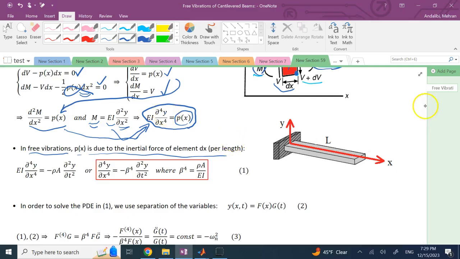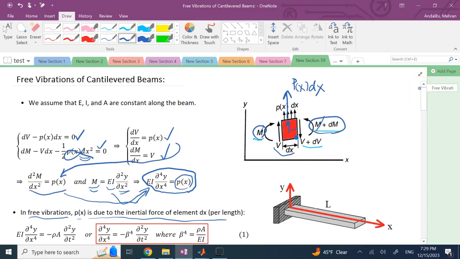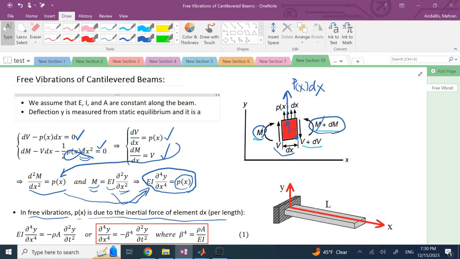because again, this y here is measured from what? So if we have to add it here, this y is measured from static equilibrium. So we say deflection y is measured from static equilibrium, and also it is assumed to be small.